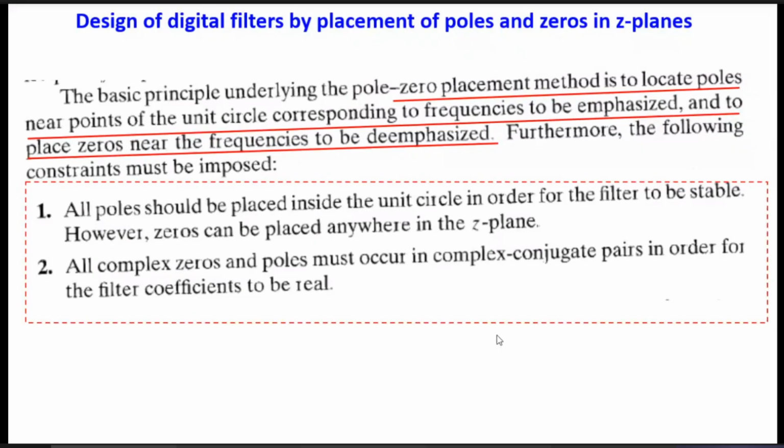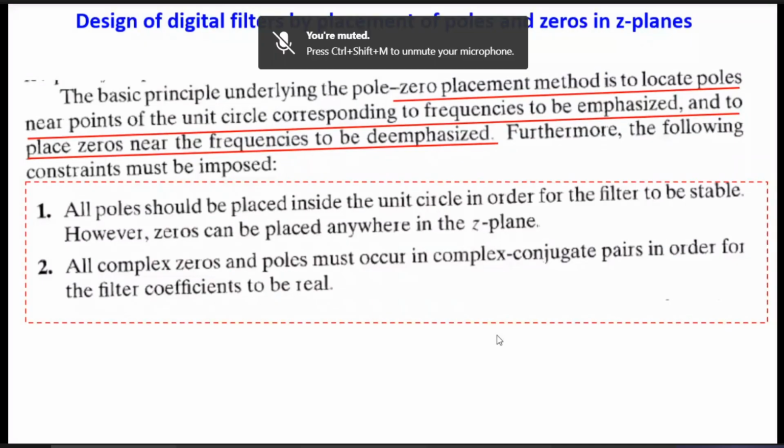Similarly, all the complex zeros and poles must occur in complex conjugate pairs in order for the filter coefficients to be real. Only then will the filter coefficients be real. You have seen that if the poles are complex conjugates, then the coefficients are also complex conjugates. So when you take the product, the coefficients will be real. They will not be complex.